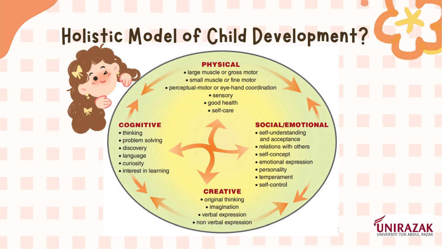In this slide, we're focusing on the concept of a holistic model of child development. This model emphasizes the importance of viewing child development as an interconnected web, rather than isolated categories. The holistic approach suggests that physical, social, emotional, cognitive, and creative domains of development are all interlinked. This means that progress or challenges in one area can influence others. For example, a child's emotional well-being can impact their ability to learn and socialize.